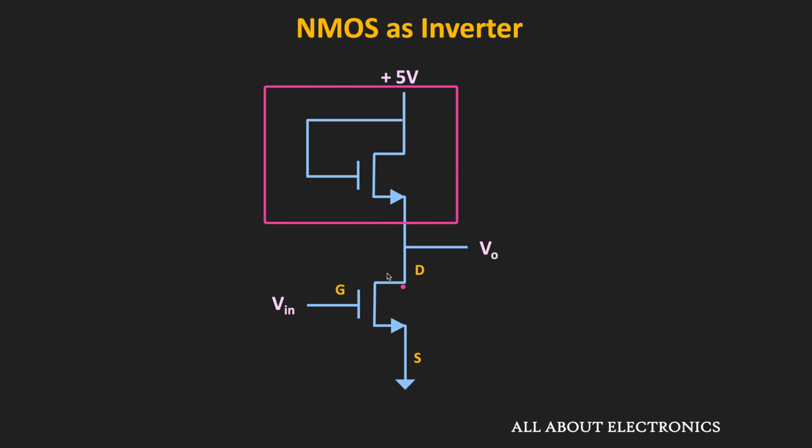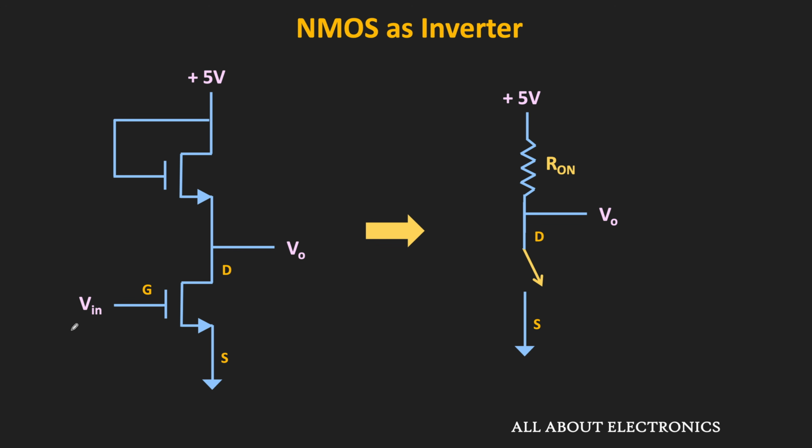Of course, by changing the MOSFET device parameters like the W by L ratio, it is possible to ensure that its on resistance is in kilo ohms. And in this way, this MOSFET can be used as the active load.